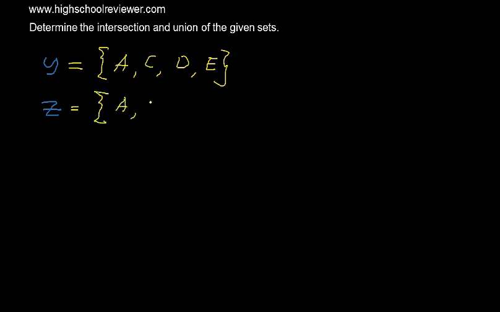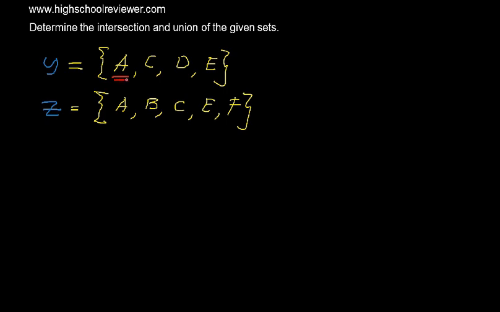When we say intersection, the number or the letter or the element is present in both sets. Let's have an example. We have here two sets, set Y and set Z. The elements of Y are the following. And the elements of Z are the following.